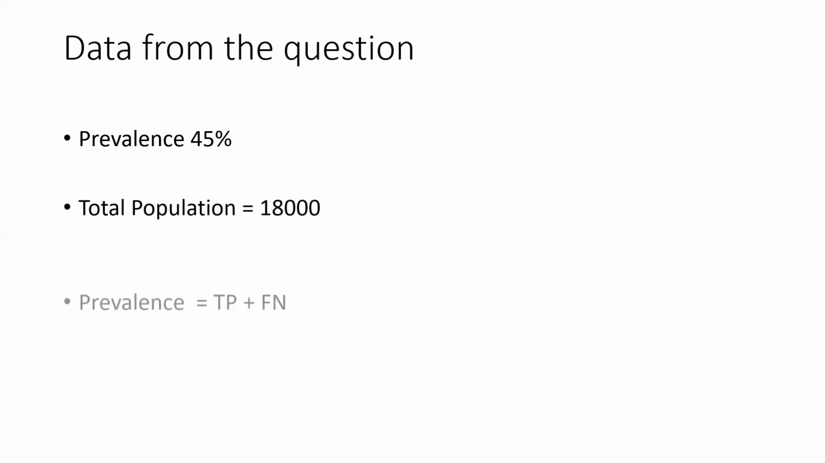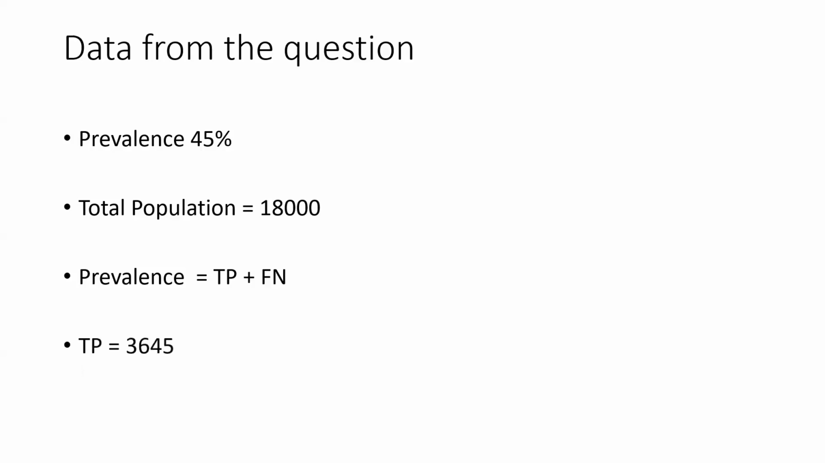So what was the data we would have gathered from the question? First, the prevalence is 45%, the total population is 18,000, and we know that the prevalence is equal to the total of persons who are truly positive plus those who would have gotten a result saying the test was negative, the false negatives. False negative, in this context, means that the persons do have the disease, but at this time they got a test that says negative.